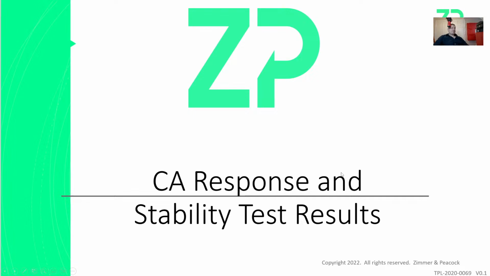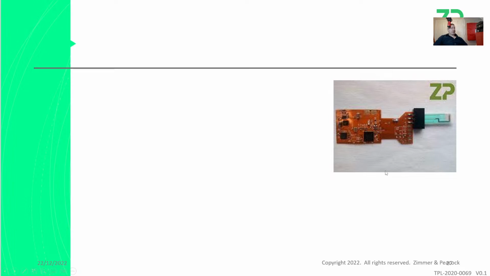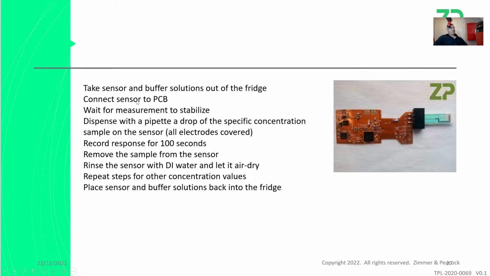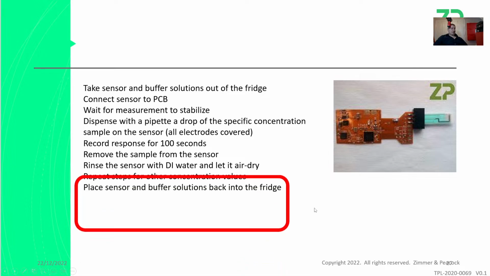On question number 4, this is a long question. I need more water, but here it goes. This collaborator has an EasyFlex and a glucose sensor. They take the sensor from the fridge, connect it to the PCB, wait for the sensor to stabilize, dispense a drop of solution, record the response for 100 seconds, remove the sample from the sensor, rinse with DI water, let it air dry, and repeat the steps. Now this person is actually trying to do a CGM sensor, so that's probably not the way to use and calibrate this sensor, is the first thing.